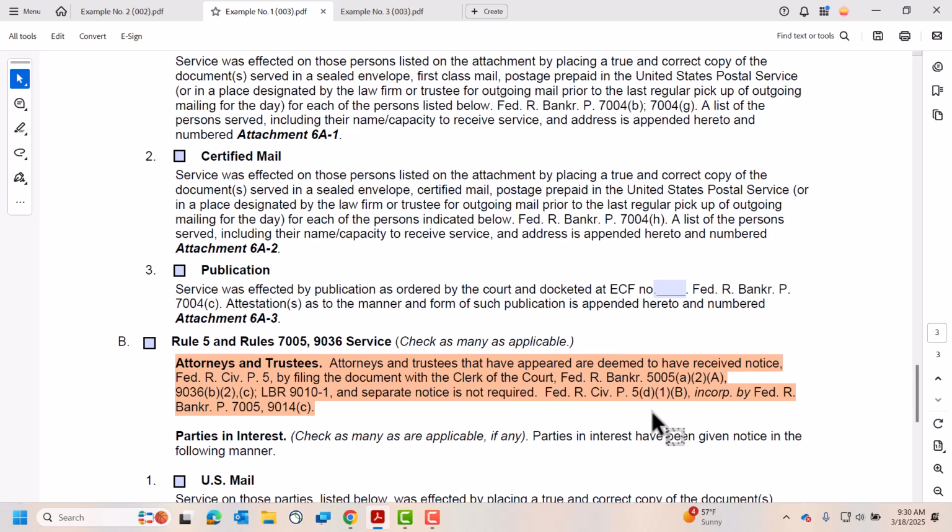The highlighted tan portion of example number 1 indicates that all registered users are deemed noticed by the notice of electronic filing generated by the clerk of the court, and that no further Rule 5 notice is required, nor is it required to list those persons on the certificate of service.